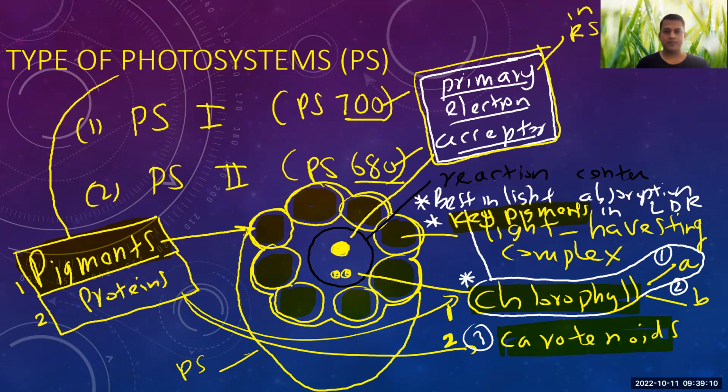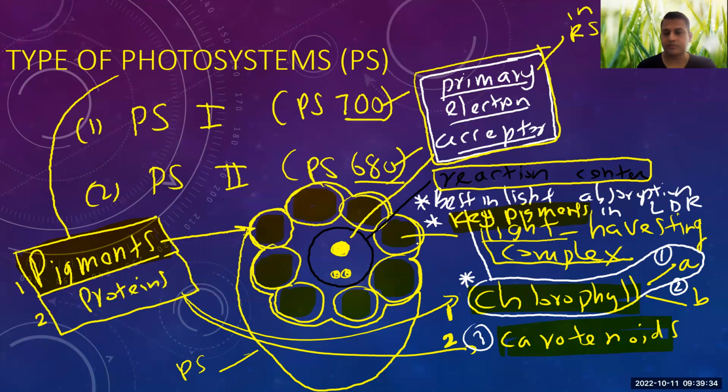Okay, just to summarize, there are two types of photosystem, photosystem 1 and 2. The typical appearance of a photosystem is like this. And they have two areas. One is the light harvesting complex, this one, and the other one is the reaction center. In the reaction center, we can also find the primary electron acceptor and chlorophyll A molecules. It's a pair of chlorophyll A molecules. So this is called a pair of chlorophyll A molecules.